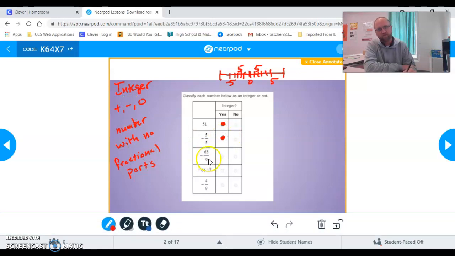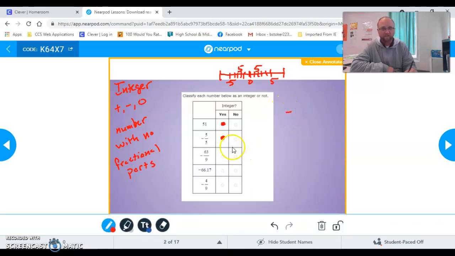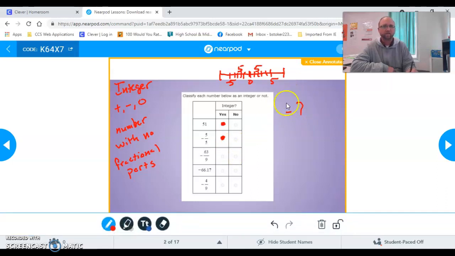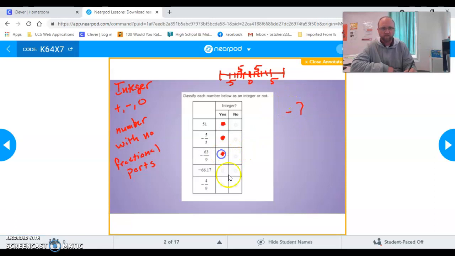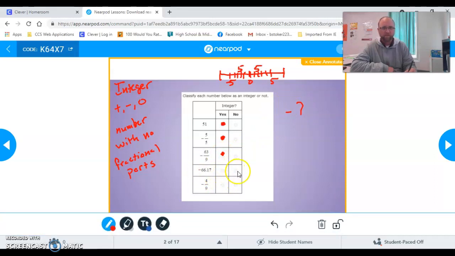This one, negative 63 divided by 9, gets back into what I'm talking about. Negative 63, its absolute value, its distance from 0 is 63 places to the left, and 9 is only 9 places to the right. So in this one, you'd want to divide. Negative 63 divided by 9 would give you negative 7. Is negative 7 an integer? Yes, it is.